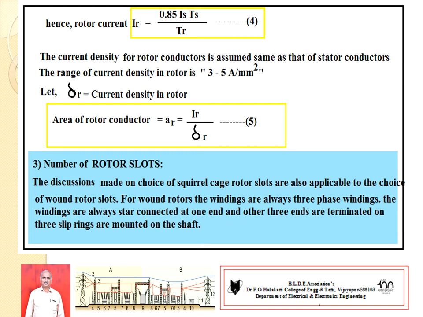Hence, it is very easy to determine the cross section of the rotor conductor: AR equals IR by the current density of the rotor. Then the number of rotor slots is almost similar to the selection of rotor slots in a squirrel cage induction motor. You have to follow that.